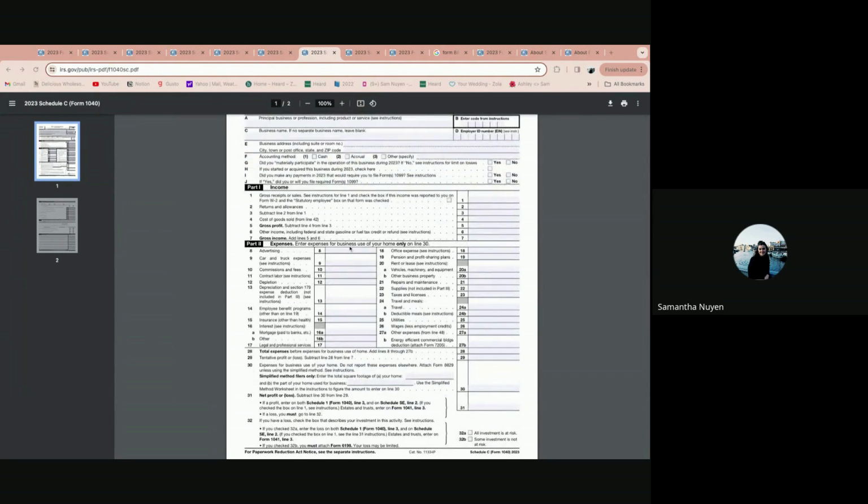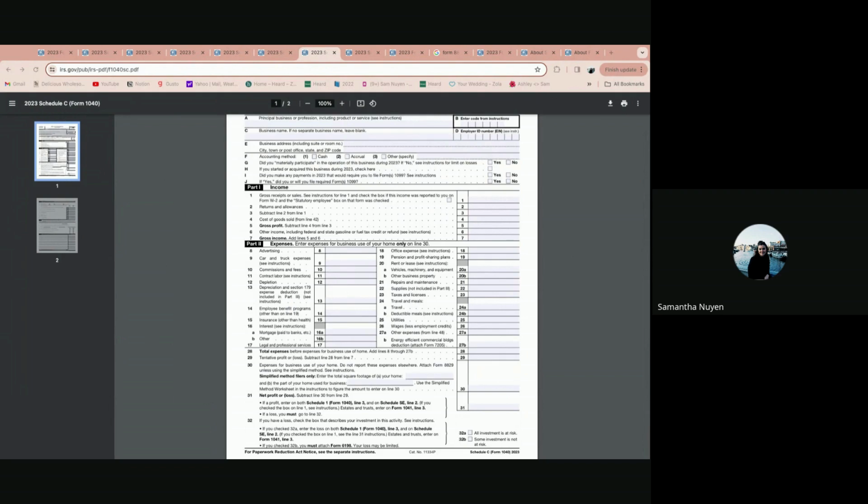In this section right here, we have any expenses or deductions you took in 2023, such as advertising, car, contract labor, benefits, a mortgage, office expenses, rent or lease, repairs and maintenance, travel, deductible meals, and utilities. All of these together would then be combined to be on line 28.